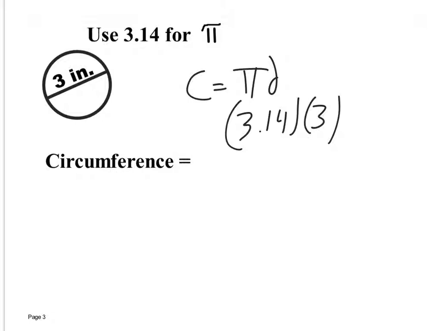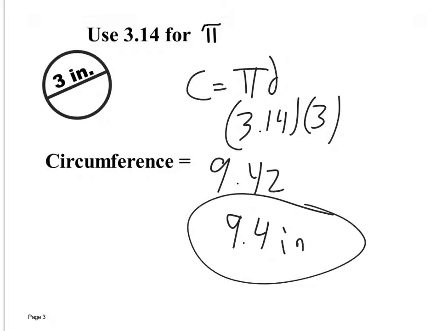So 3 times 3.14 gives me what? 9.42. Now, it'll say round to the tenth, so your actual answer is going to be 9.4. And it's a linear unit. It's one-dimensional, so it's inches. Now, this is asking you to use 3.14 for pi. The book wants you to do that on all of them, but we're not going to do that for all of them. I'm going to explain that in a little bit. But if you see this, then this is what I want.